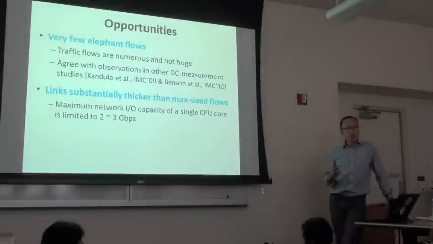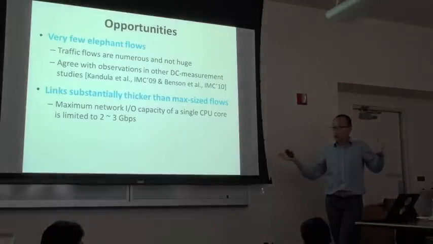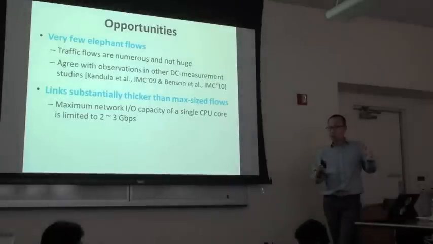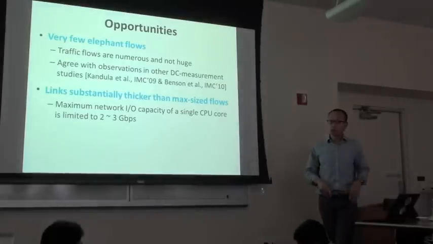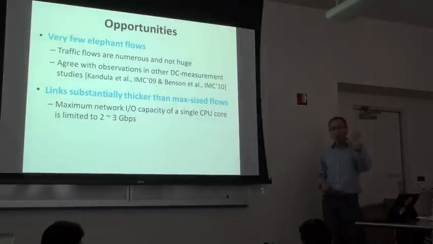At the same time, the network links between switches are way better than this. There are at least 10G today, 40 Gbps maybe next year, and 100G in a couple of years. So what does this mean? Let me give you an analogy. The flows are balls, and links are bins.